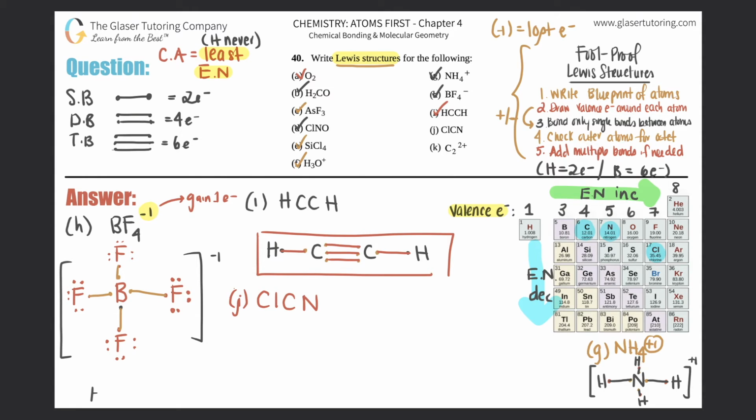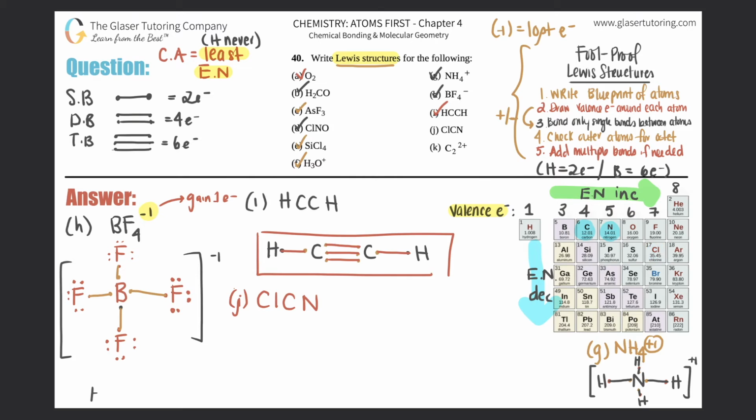And it looks like they wrote it as such. Carbon's in the middle, surrounded by chlorine and nitrogen. But just know that sometimes they might not be that nice. So carbon in the middle, surrounded by chlorine and nitrogen. So now let's just put those valence electrons. Carbon has 4, nitrogen has 5, chlorine has 7.